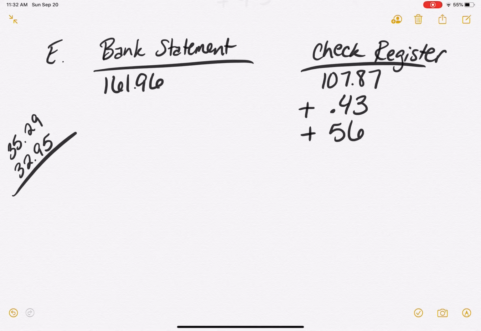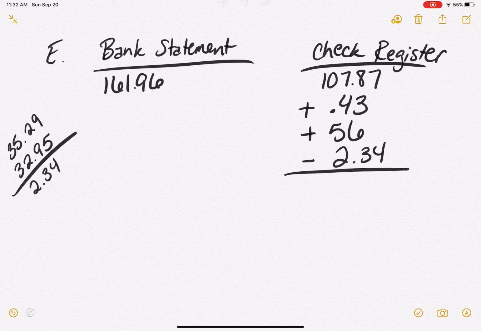Okay, so the difference is $2.34. So then we ask ourselves, was it recorded as too much or not enough? It was recorded as 32 when it should have been 35. So $35 should have been deducted from our check register, but only 32 was. So we need to deduct more money. So $2.34.